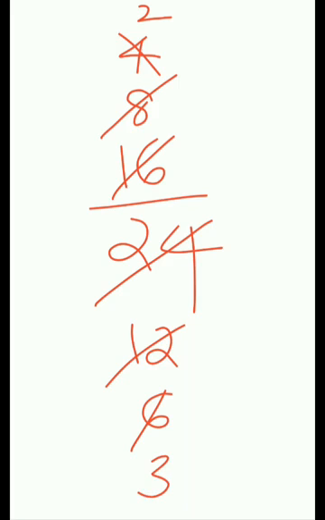Now let us check, is there any common factor for 2 and 3? Is there any common factor in 2 and 3? No. So this is the simplest form of the fraction 16 by 24.